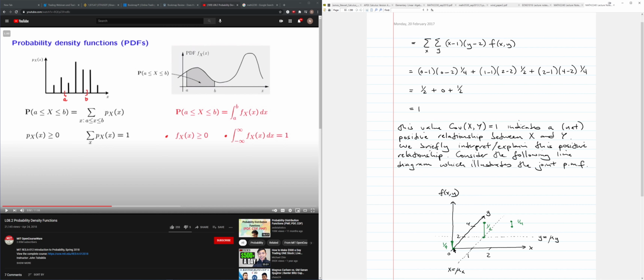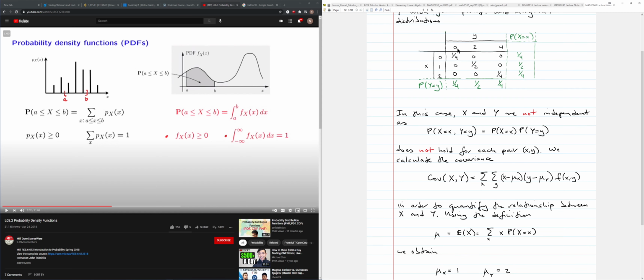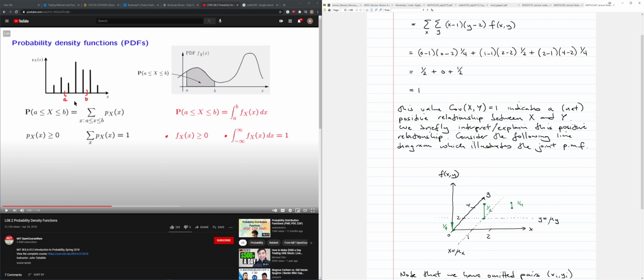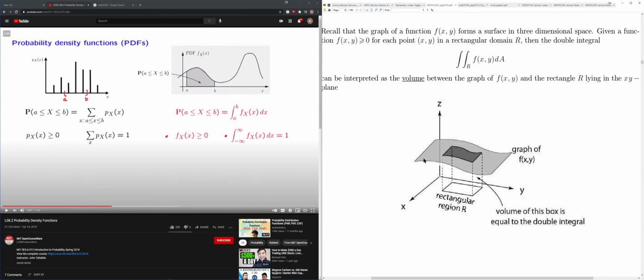Similarly, at x is equal to 0 and y is equal to 0, you have a probability of a quarter, which is what you see in your joint PMF table over here. So the point I want to make is this is an example of a line diagram when you have a single discrete random variable, and if you have two discrete random variables with a joint PMF, this is what your line diagram is going to look like. You're going to plot it in three-dimensional space. Now, what is your joint PDF going to look like?